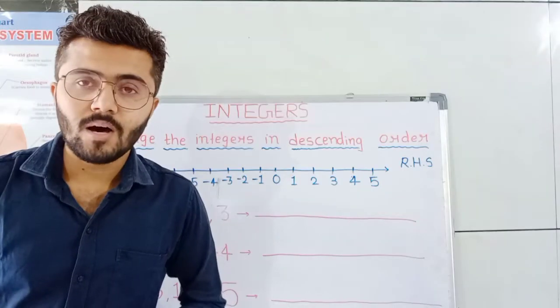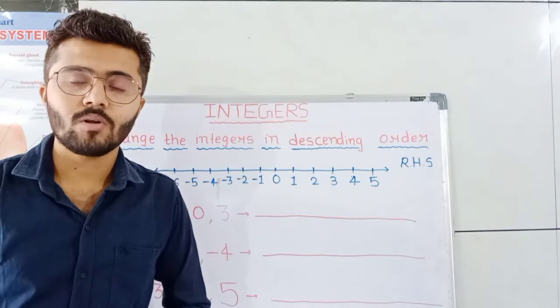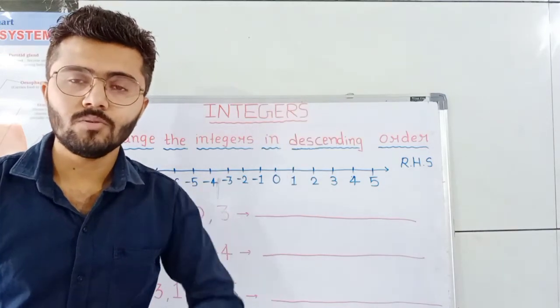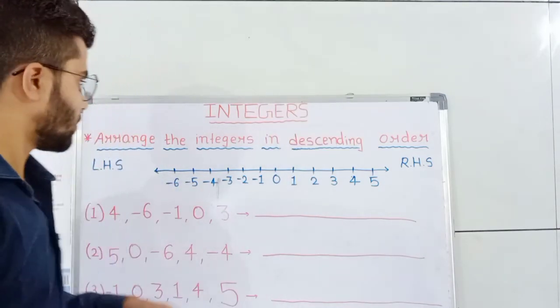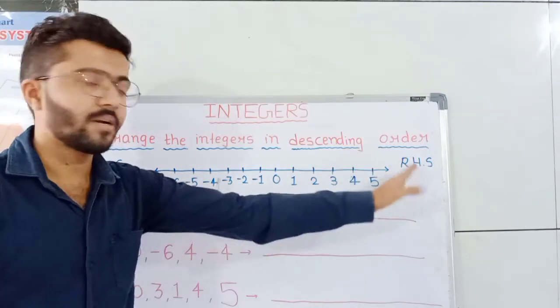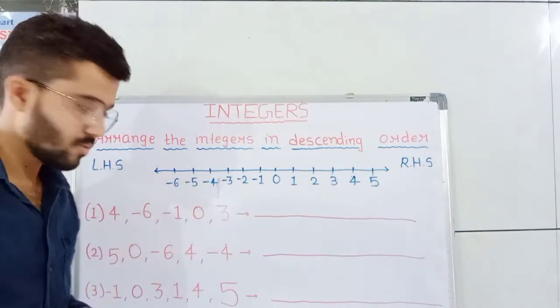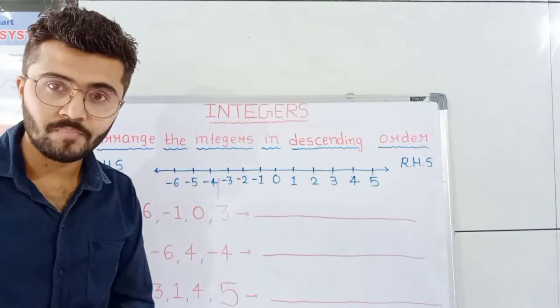And now we will learn how to arrange the integers in descending order. Descending order means greater integer to smaller integer. Okay. So now, as we saw previously, this is the number line. On the right hand side, all the numbers are positive. On the left hand side, all the numbers are negative. Now here we have the questions.